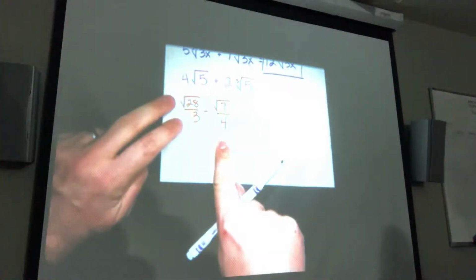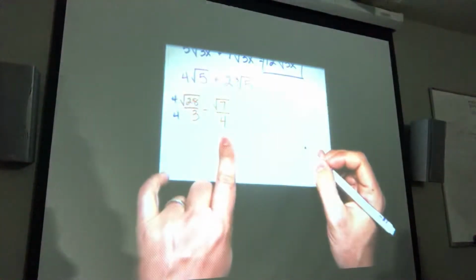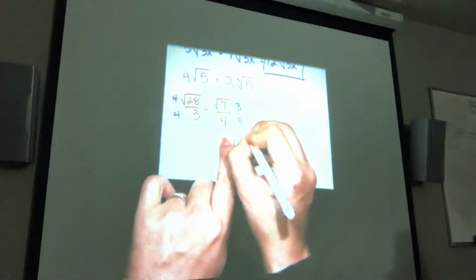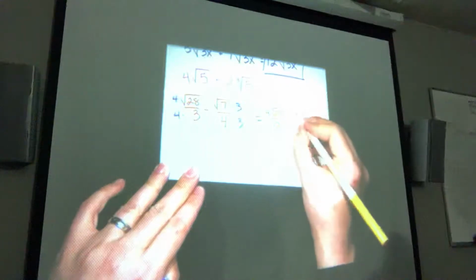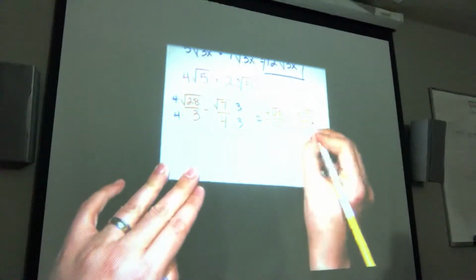But we can fix one of the problems, which is that they're both fractions, by giving them a common denominator. If the denominators are 3 and 4, what would the common denominator be? 12. What would I have to multiply this one by to get 12? 4. So times 4 on the top, times 4 on the bottom. What would I have to multiply this one by? 3. So times 3 on the top, times 3 on the bottom. So this is going to give me 4 square root of 28 over 12 minus 3 square root of 7 over 12.